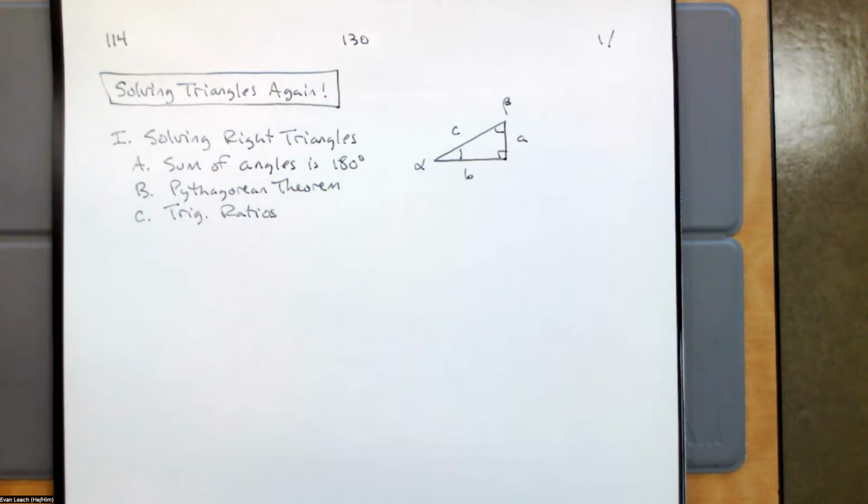Let's recall the tools that we had for solving right triangles. We had the sum of the angles is 180 degrees. In a right triangle, we had the Pythagorean theorem. The sum of the squares of the legs of a right triangle is equal to the square of the hypotenuse. And we had our trigonometric ratios. So we had those three things for our tools.